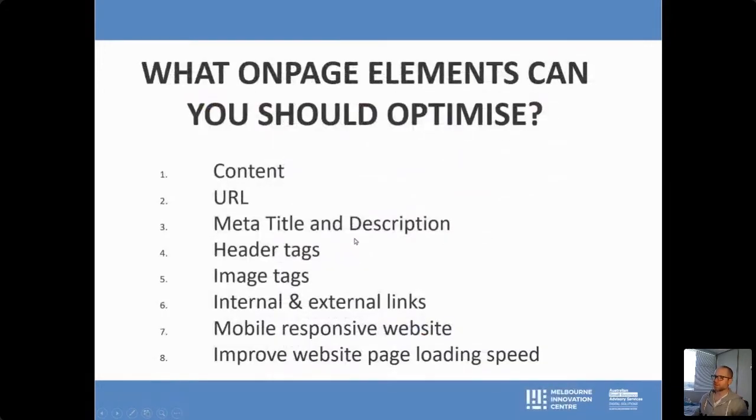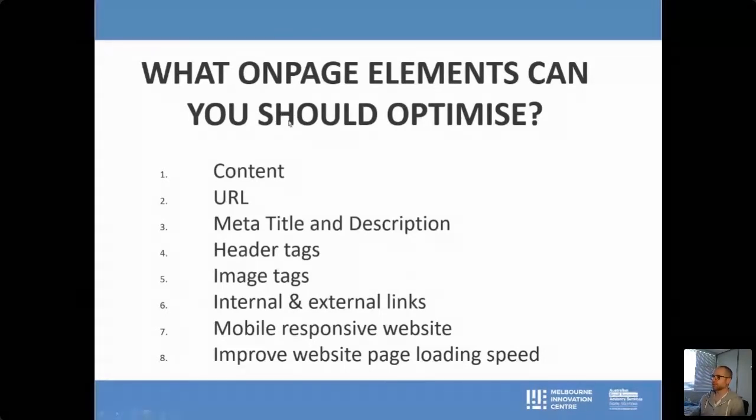The other thing we mentioned was what on-page elements you should be looking for in your competitors and what you should be optimizing yourself. So we talked about the actual content, the body of what we're writing, what's in the URL, what's in the meta title and meta description, what's in the header tags, what was in the image tags, internal and external links on pages, making sure your website was mobile responsive, and making sure that your page loading speed was up to scratch. I aim for under the 2.5 second mark if you're using a tool like Pingdom to test that.